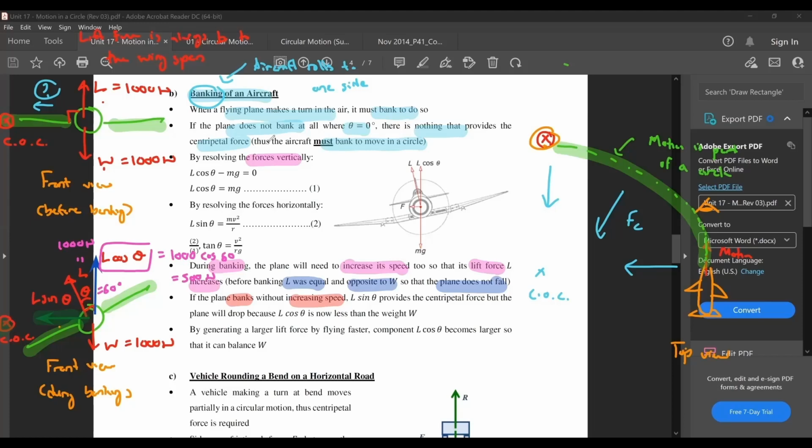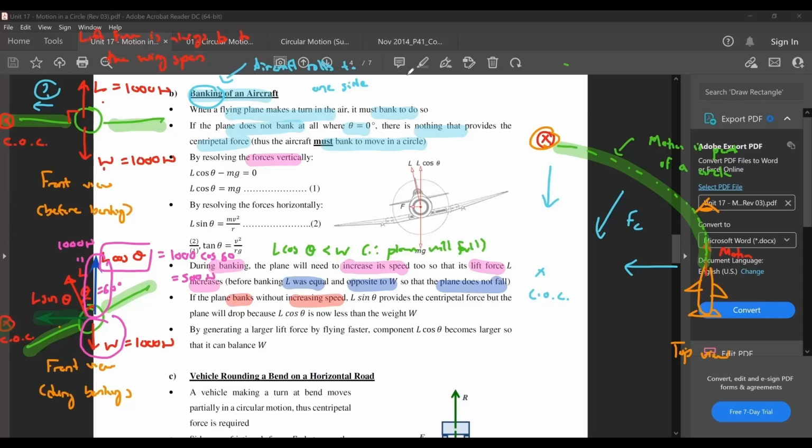Previously, you had L balancing the weight. They are equal and opposite, so your aircraft did not fall from the sky. But now, L cos theta is supposed to be balancing the weight, but the values are not equal. L cos theta is actually less than the weight. So therefore, the plane will fall.